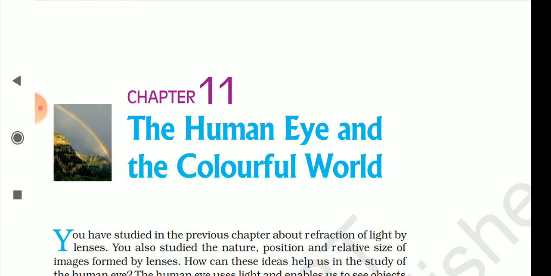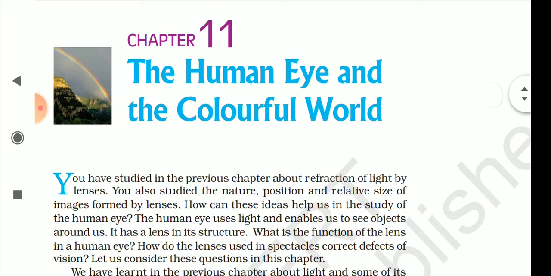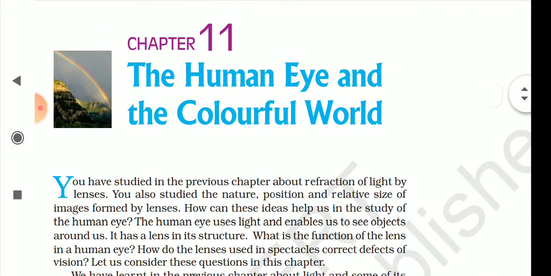Okay. So now what we need to see is the human eye and the colorful world, that is the new chapter, chapter number 11. Generally this chapter is the continuation of chapter number 10, that was ray optics. But in this chapter we will see where we are using reflection as well as refraction in daily life. Okay, so let's start the chapter. Chapter number 11, the human eye and the colorful world.